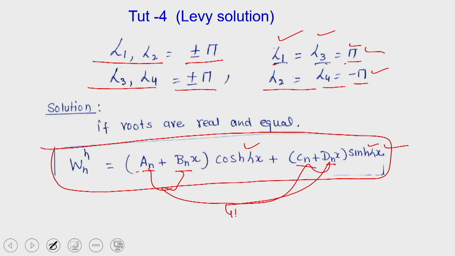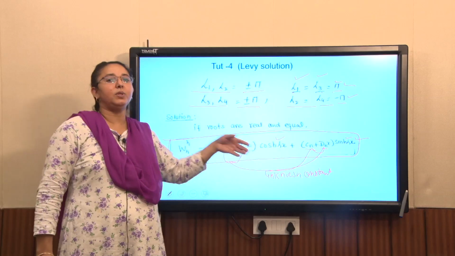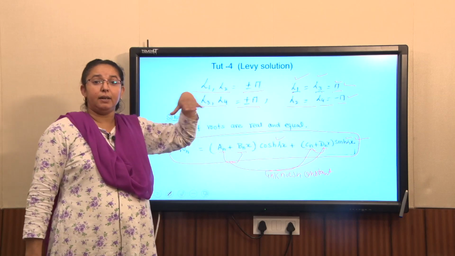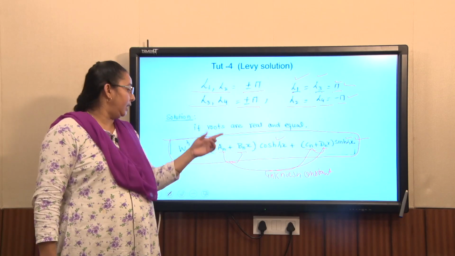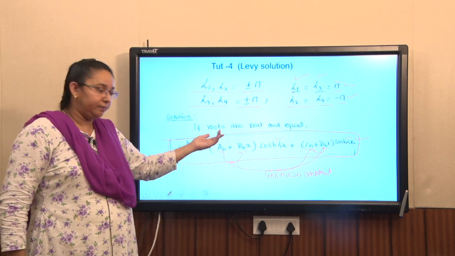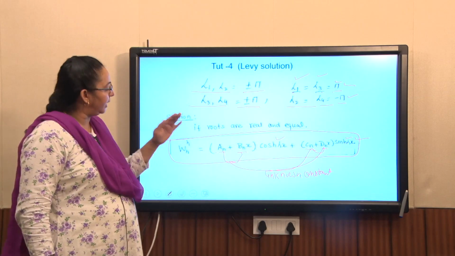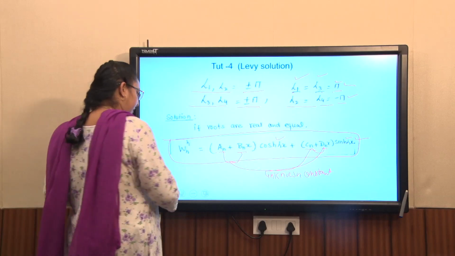the unknown constants. Why are we saying a n, b n? Basically, if n is 1, then it will be a 1, b 1, c 1, d 1. If n is 2, a 2, b 2, c 2, and so on. For a plate with uniformly distributed loading, you at least require more constants. If the plate has sine loading, then the first term is sufficient.